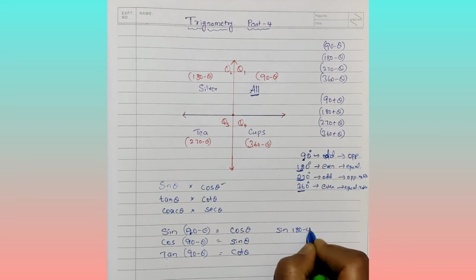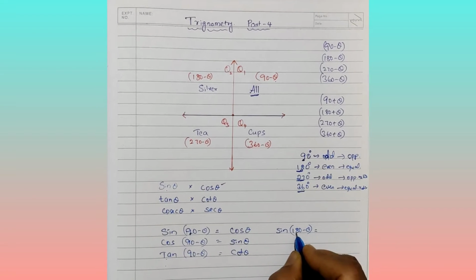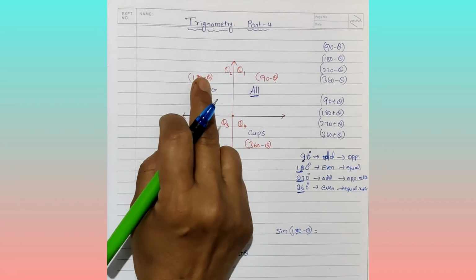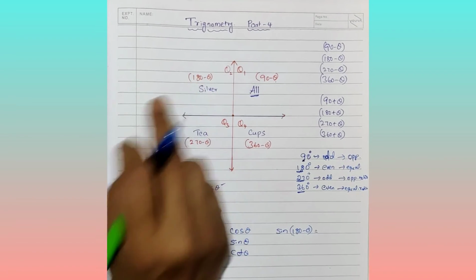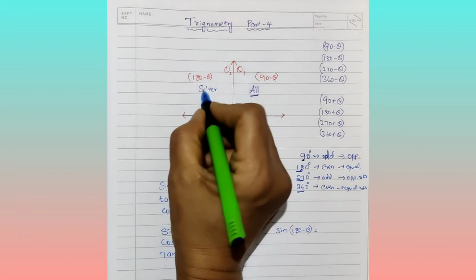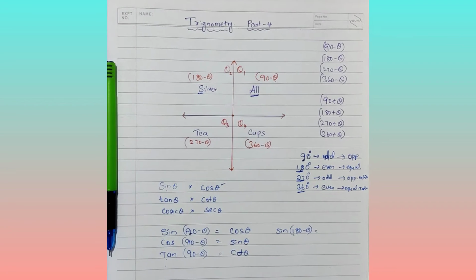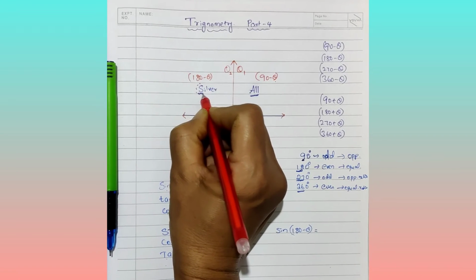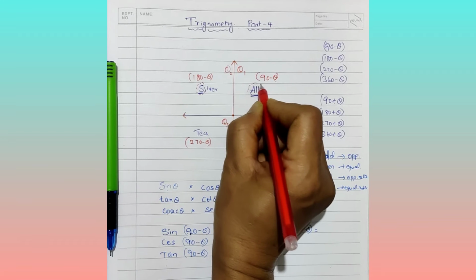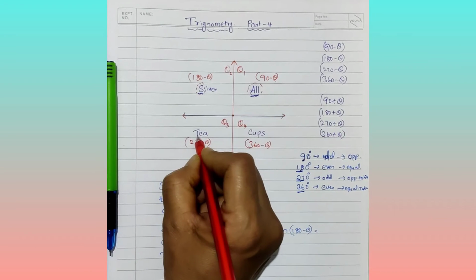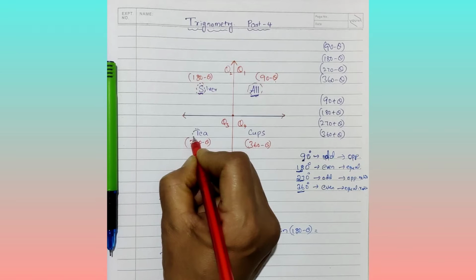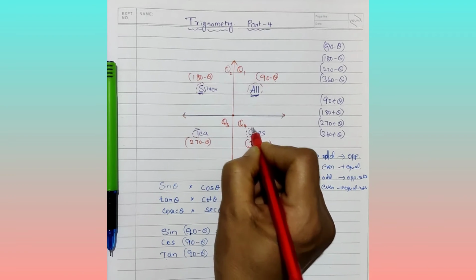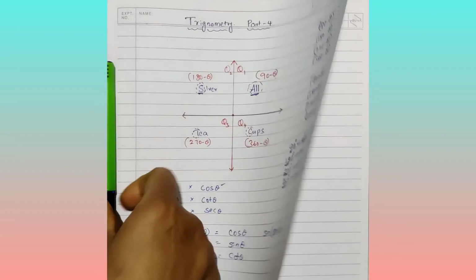Sin 180 minus theta. Let us go with 180 minus theta. Where does it lie? It lies in quadrant 2. So in quadrant 2, which is positive? Only sin is positive. In the first quadrant, all ratios are positive. Third quadrant, only T is positive. T means tan. In the fourth quadrant, C means cos. Only cos theta is positive.